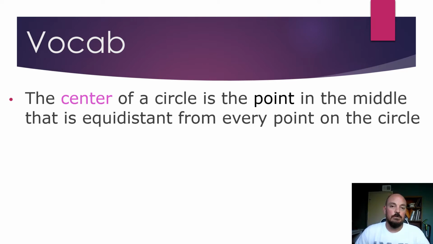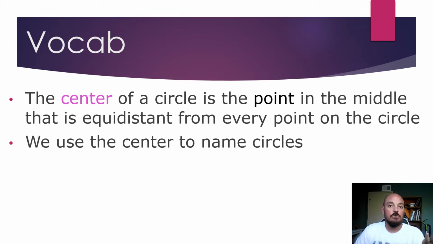The first word is center. Every circle has a center, and the center is a point. It's a point right smack in the middle of the circle. By definition, we say the center is the one point that is equidistant, or equal distance, from every point on the circle.